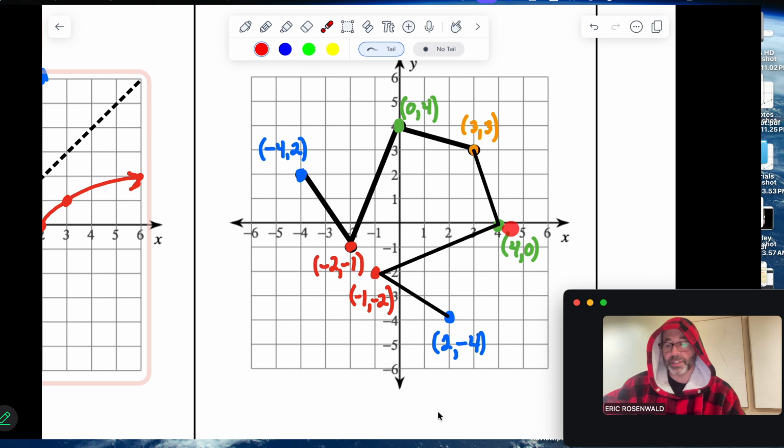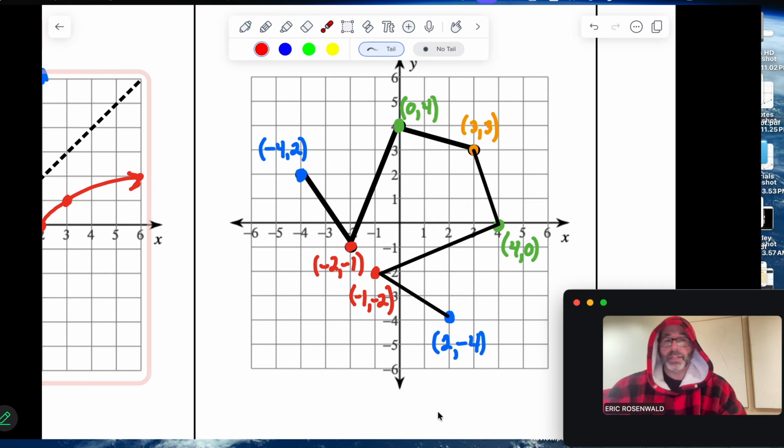The next position was at negative 1, negative 2. Swap those points and we get negative 2, negative 1, and that's going to be over here. And then, as I was telling people, immediately connect it. So from blue to red, it's connected.